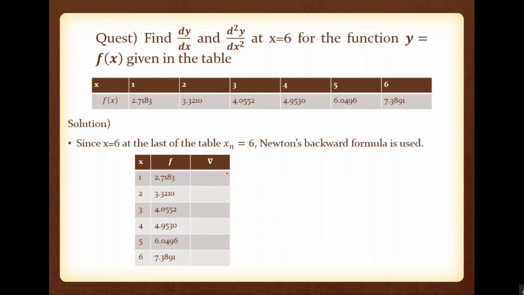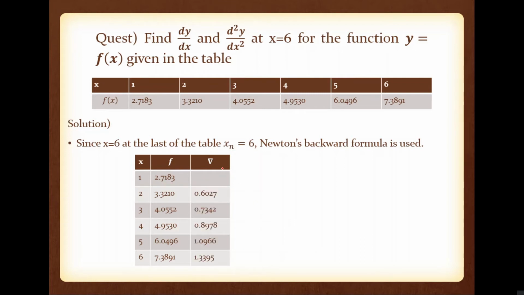As it is a backward difference table, first we have to find this entry. Always we have to start from the last point. Please remember that. So 7.3891 minus 6.0496, that you have to enter here. Then 6.0496 minus 4.9530, that is current value minus previous value. Then 4.9530 minus 4.0552, then 4.0552 minus 3.3210, and 3.3210 minus 2.7183.